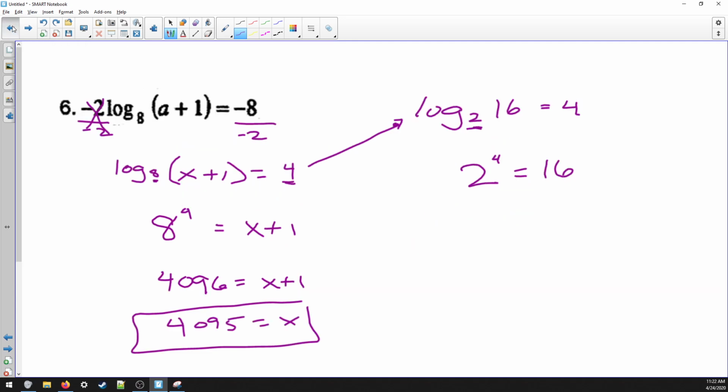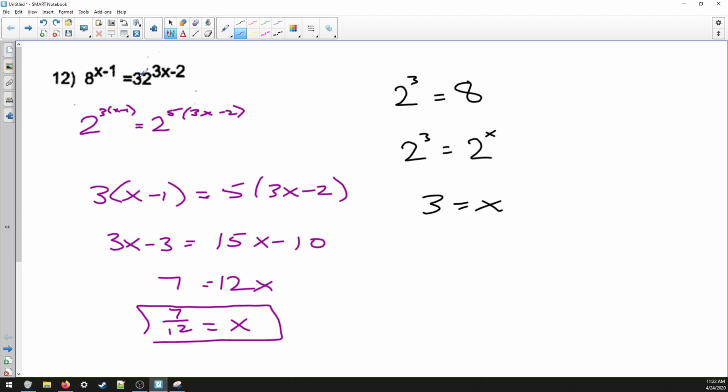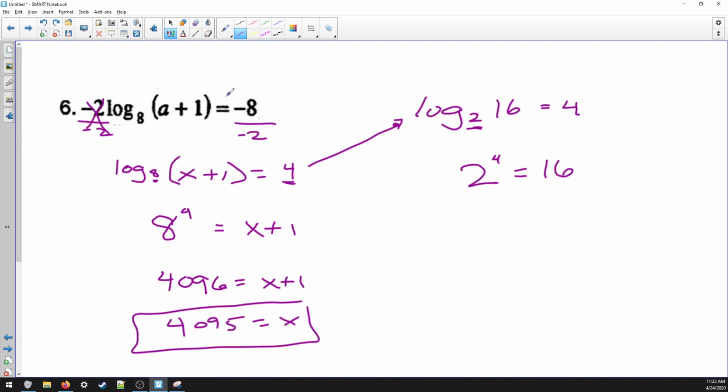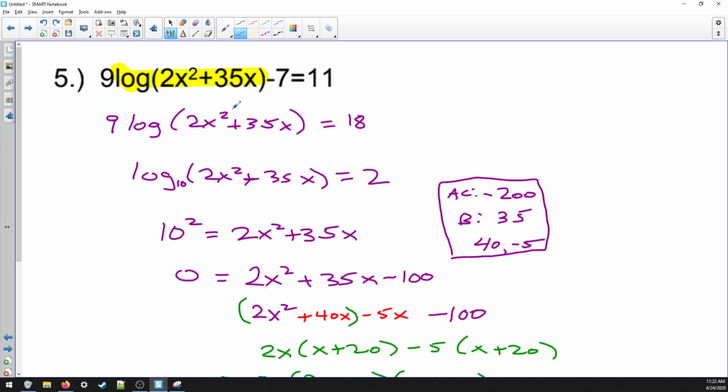This was a little bit of one-to-one, okay? A couple of variations of one-to-one. We had a slightly simpler log problem with this one, okay? And then we had a much more complicated log problem here, okay?